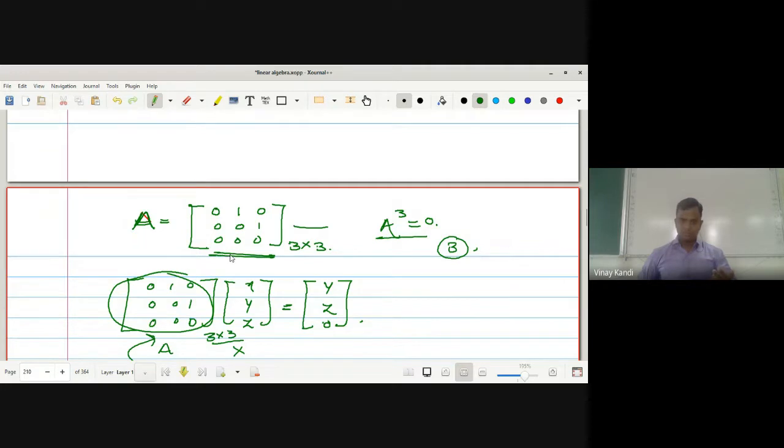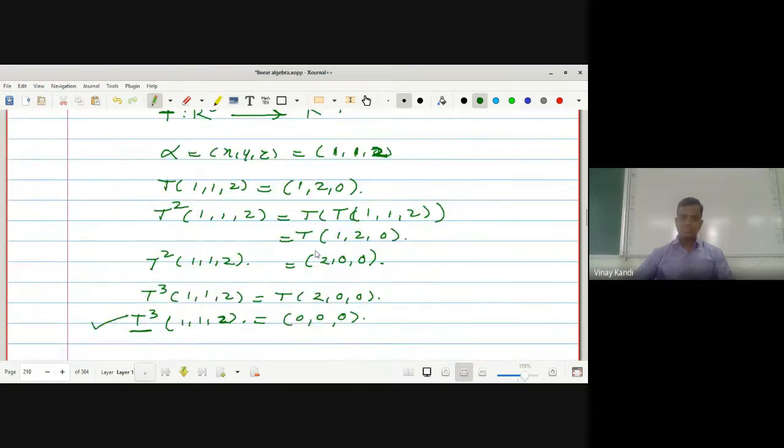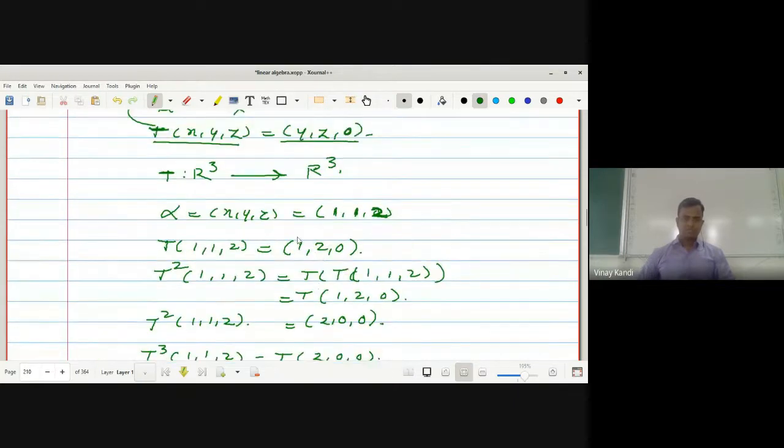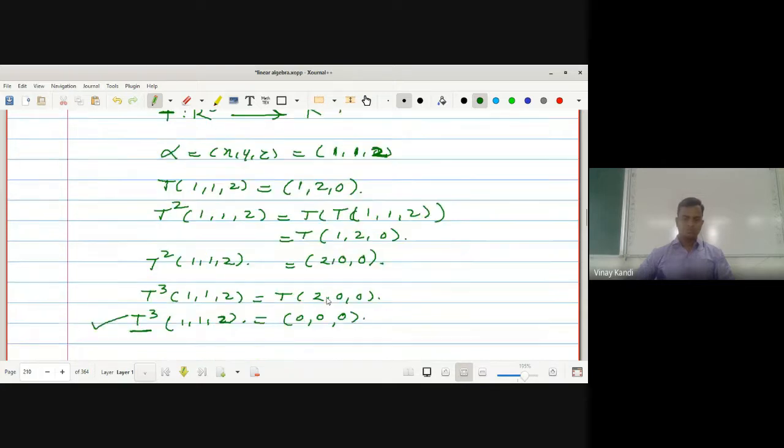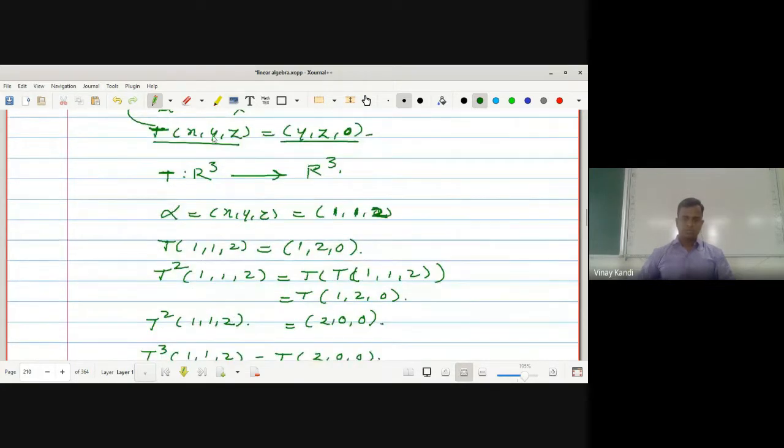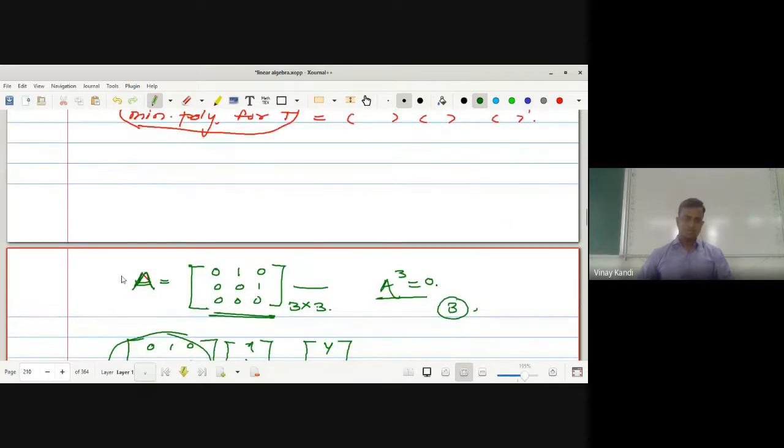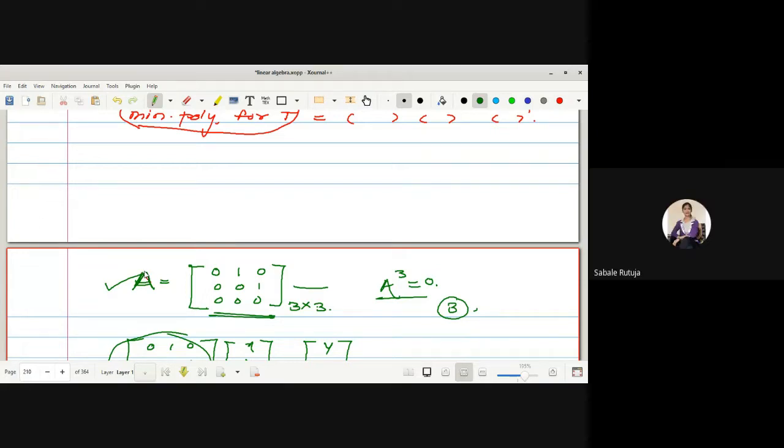ओके, तर ऑपरेटर माझा असा दिलेला आहे. T of X, Y, Z is equal to this one. Okay. Then what is the matrix of T with respect to ordered basis beta? कोणताही एक बीटा बेसिस घ्या. ओके, स्टँडर्ड ऑर्डर्ड बेसिस घेतल्यानंतर काय येईल तुमचा मॅट्रिक्स? हाच येईल. पहा चेक करून. इज इट करेक्ट? Yes, sir. Any doubt?